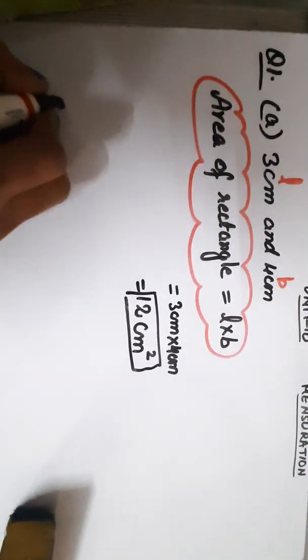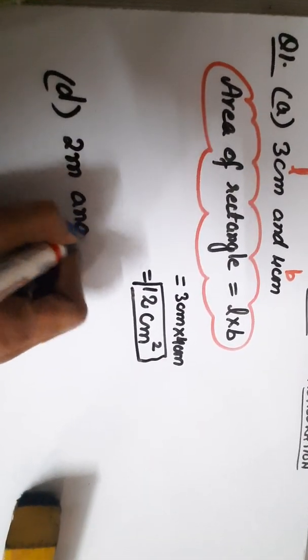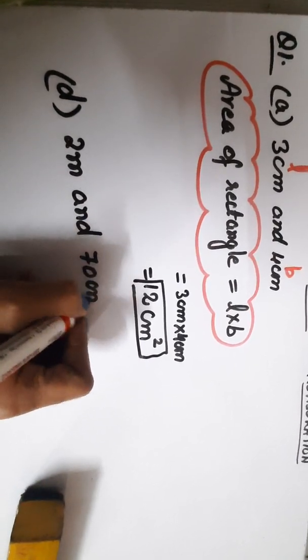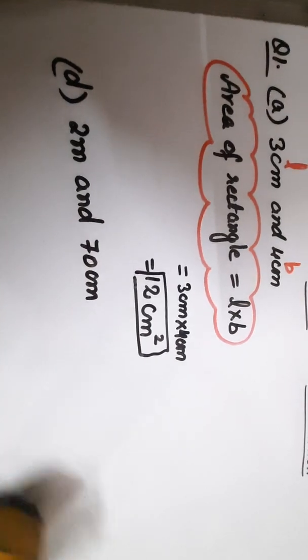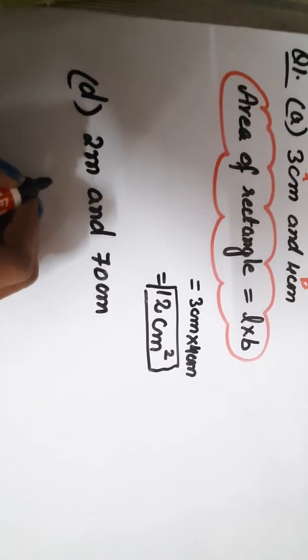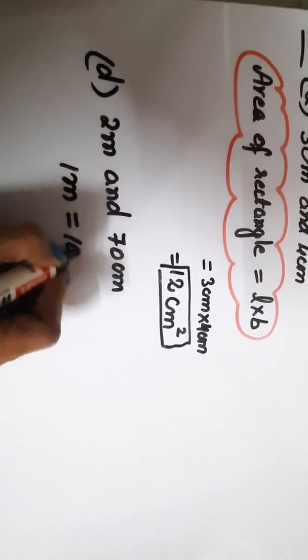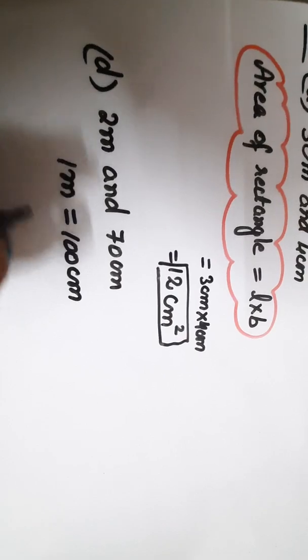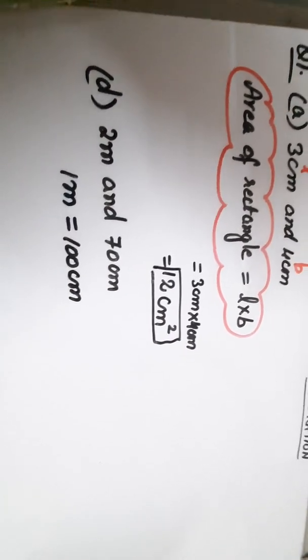Now let us see the D part, 2 meter and 70 centimeter. So dear students, first of all we will convert either meter into centimeter or centimeter into meter. So let us first of all see the conversion. We know that 1 meter is equal to 100 centimeter. So we can either convert meters into centimeters or into this.